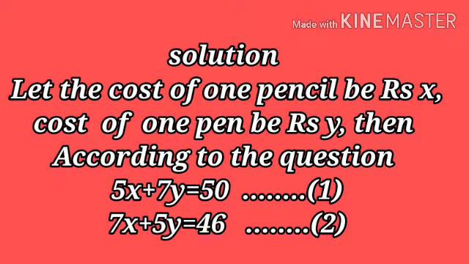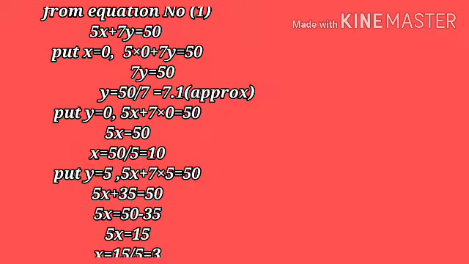So our first condition is 5 pencils and 7 pens, so it will be 5x plus 7y which is equal to 50. Now second condition, 7 pencils and 5 pens together cost rupees 46, so 7 pencils means 7x plus 5y which is equal to 46, and give equation number 2.